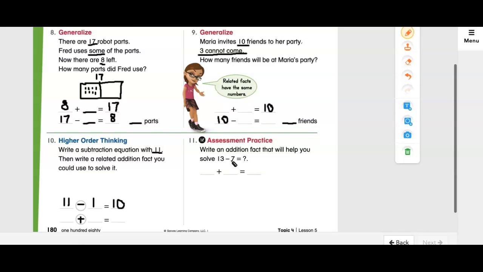Once you have completed problem number 11, you are all done with your math assignment for today. If you have any questions while going through your assignment today, please let me know and I'll be able to help you. Have a great rest of your day.